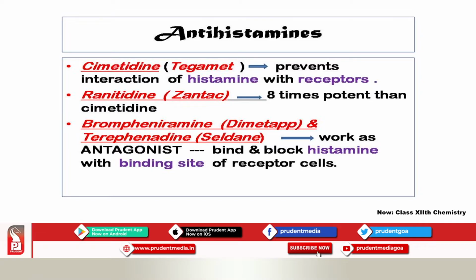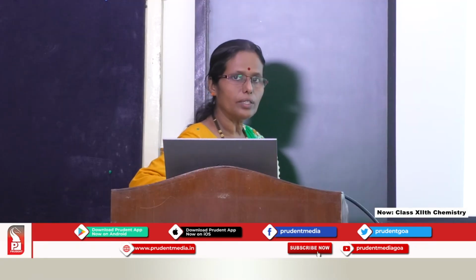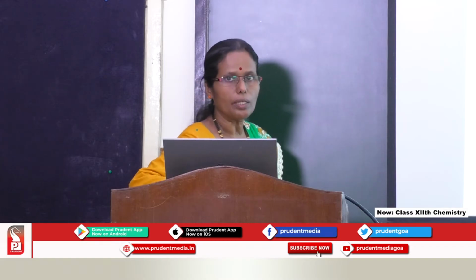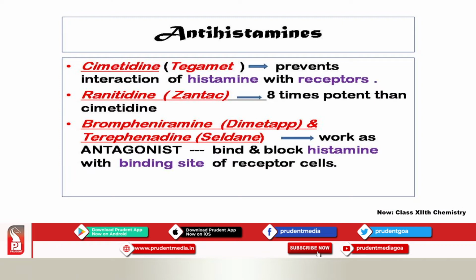Now, as we have already seen, receptors are either enzymes or protein molecules embedded in the cell membrane. Cimetidine was used for a very long time until ranitidine came into existence, also called Zantac. This was found to be 8 times more potent, powerful than cimetidine. The other synthetic drugs which came into existence were brompheniramine called Dimetapp and terfenadine, Seldane. They work as antagonists which bind and block histamine from the binding site of receptor cells.